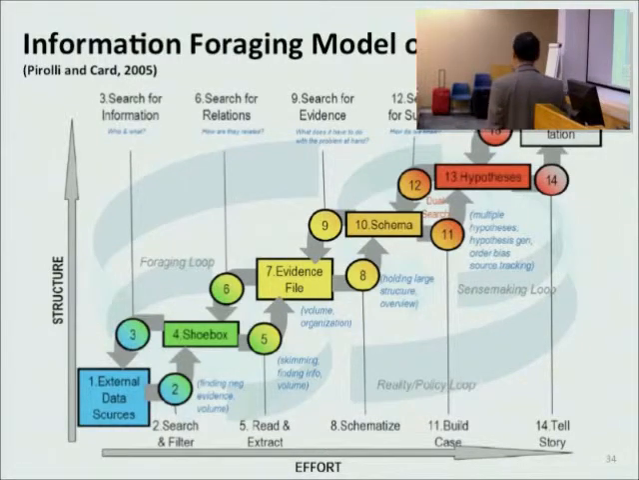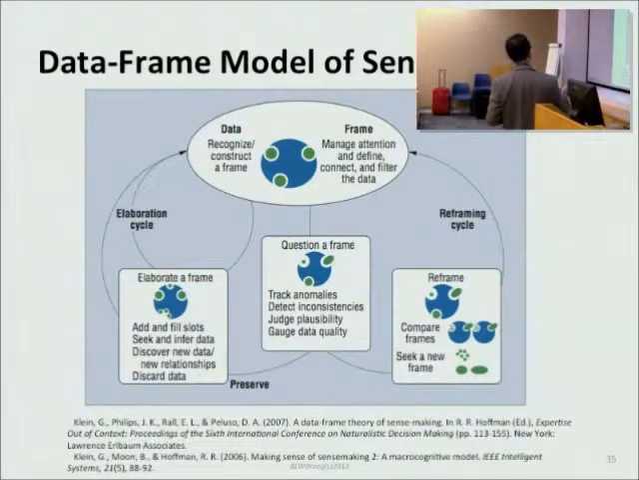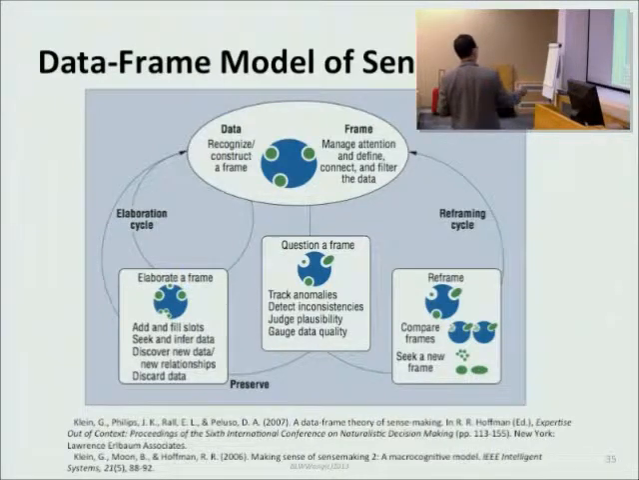So we started looking at other models. And one of the models we find most useful for explaining what goes on in that part of the sense-making loop is something called the data frame model of sense-making. I can't take too much time to explain it, but it comes from Gary Klein and his colleagues, and one of them sits way up there, so he's going to tell me off if I'm too far off track. The data frame model has four broad processes. One is what we call connecting, and then you have elaborating the frame, questioning the frame, and reframing.